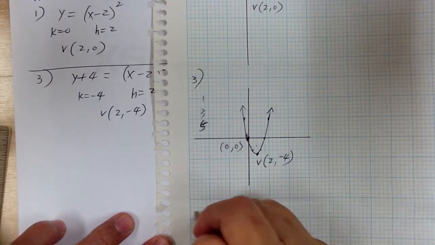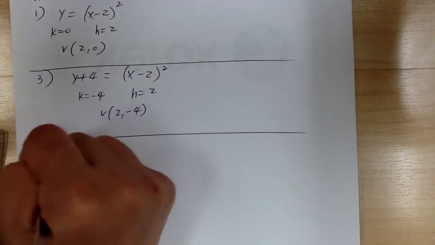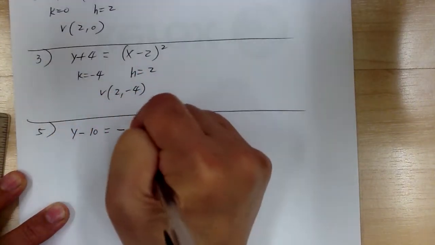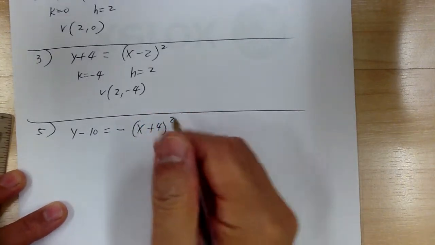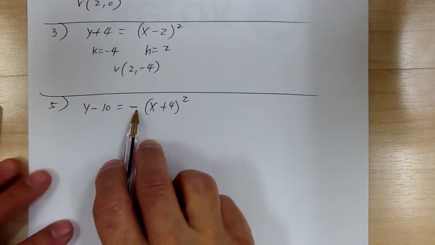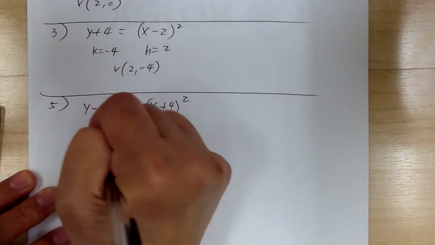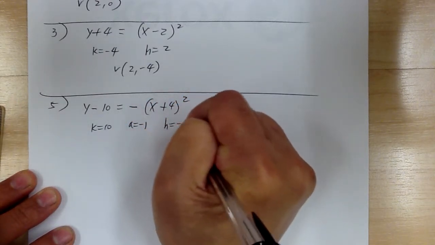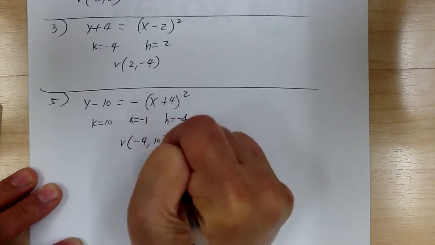Let's go to number 5. You have y minus 10 equal to negative (x plus 4) squared. So you have to be careful now. Right now the a is negative 1. So you have k equal to 10, a equal to negative 1, and h equal to negative 4. So your vertex is going to be at (negative 4, 10).